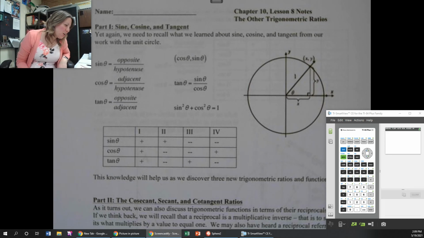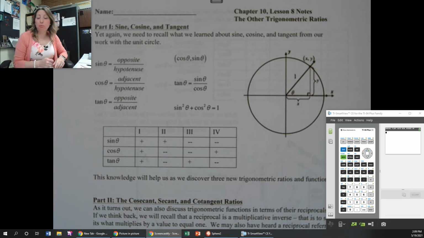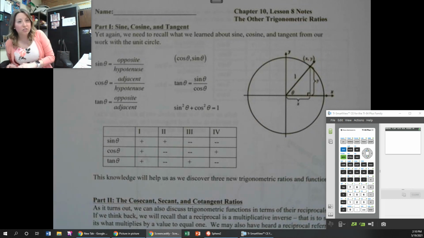Math Analyzers. Welcome to your Chapter 10, Lesson 8 notes, where we introduce the next three trig functions. There are 27 total trig functions. I am not going to introduce to you all 27, but I am going to give you the very cool reciprocals of sine, cosine, and tangent.